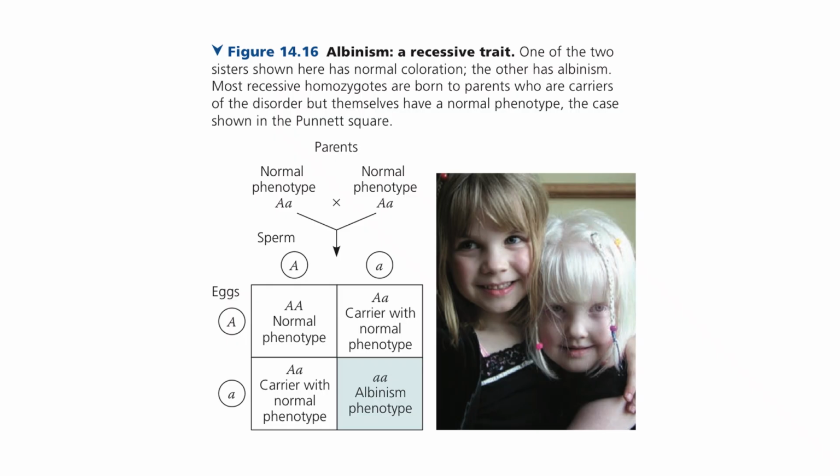Here's one example of a recessively inherited trait in humans, which is albinism, right? As we can see in the square here, if both parents are carriers, so they've got one dominant and one recessive allele, which means that they have normal phenotypes but do carry the recessive gene, then if they're mating together as carriers, there's a 25% chance for them to give birth to a child with albinism.